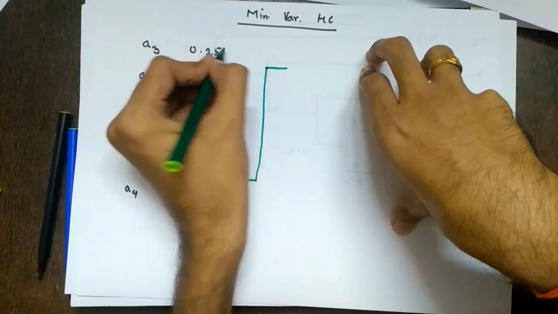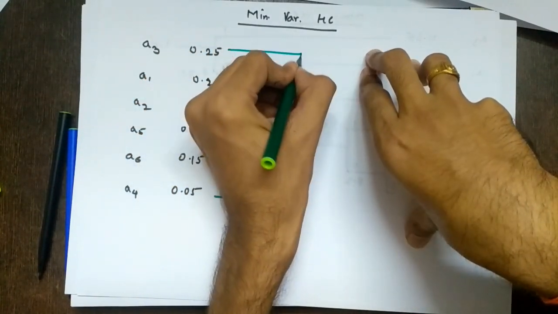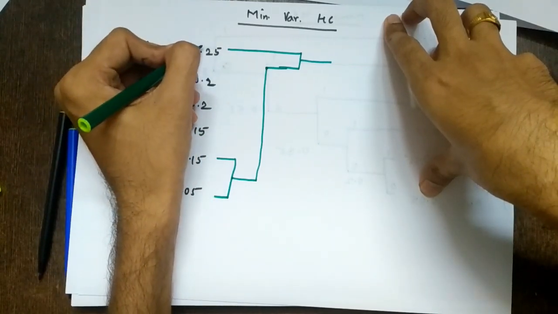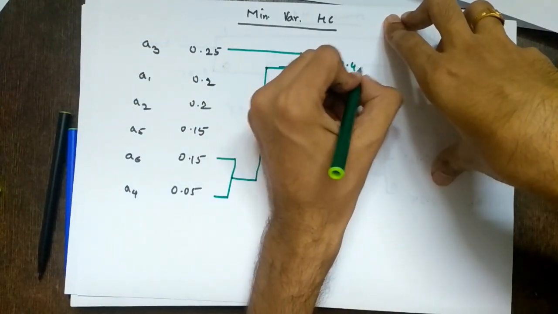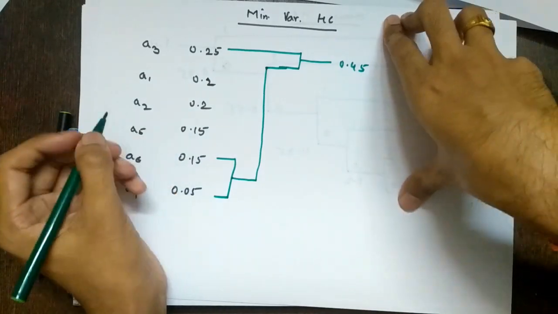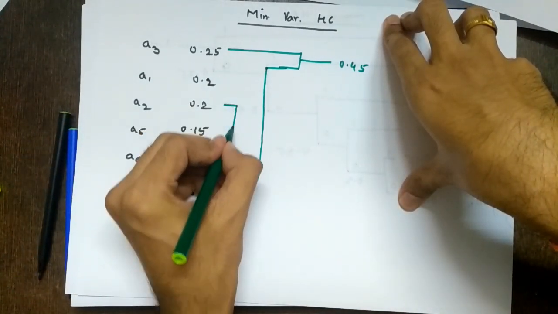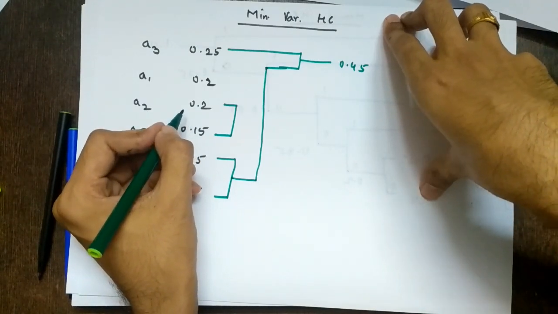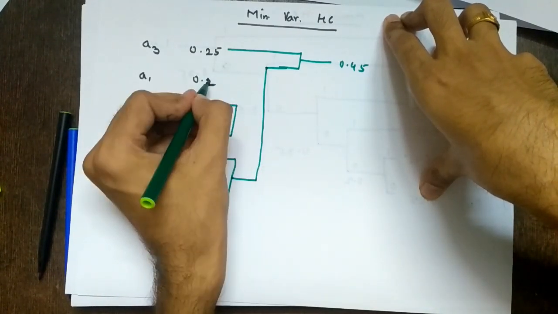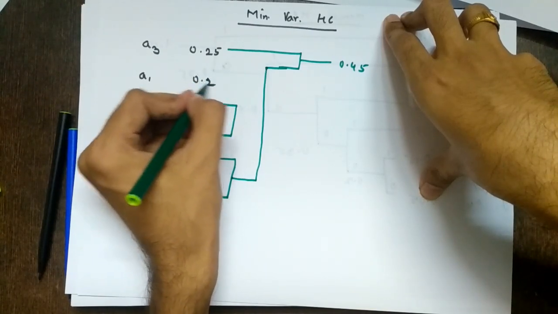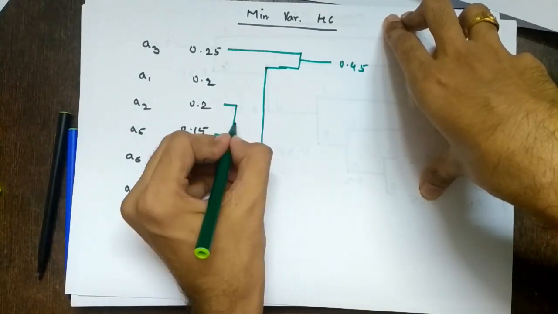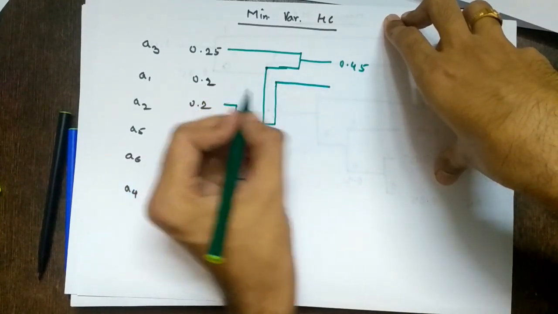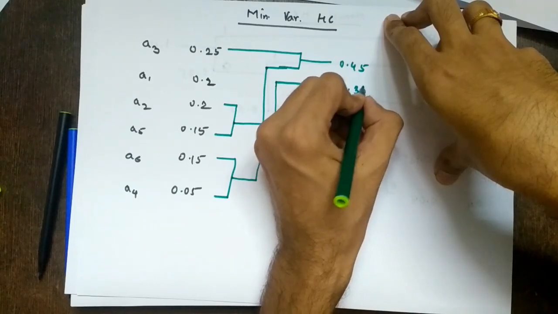This 0.25 is remaining, so get it here. It will be added over here. So 0.2 and 0.25, and 0.2, so 0.45. Then in the same way, add here 0.2 and 0.15, which gives 0.35. But 0.2 is less than 0.35, so 0.35 should go up. So 0.35 will come here.